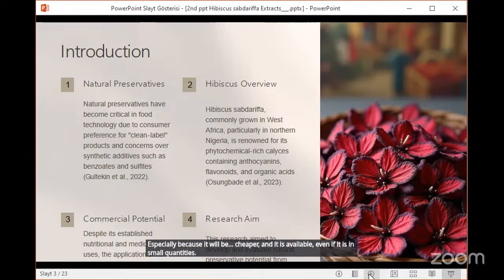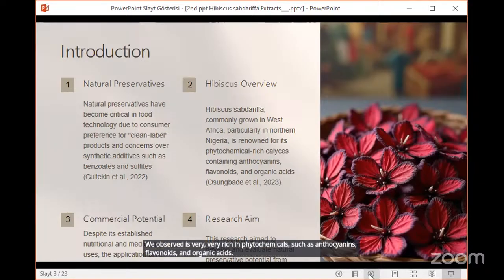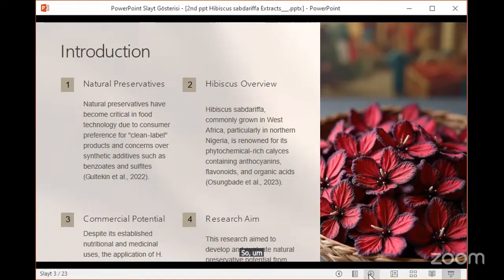It is also one plant that, from the literature review, we observed is very, very rich in phytochemicals such as anthocyanins, flavonoids, and organic acids. And we all know flavonoids are very potent antioxidant phytochemicals. As I said, it is well established in its uses as a drink and tea.